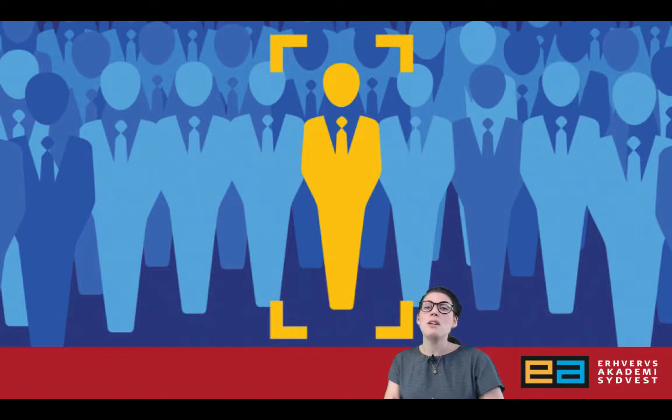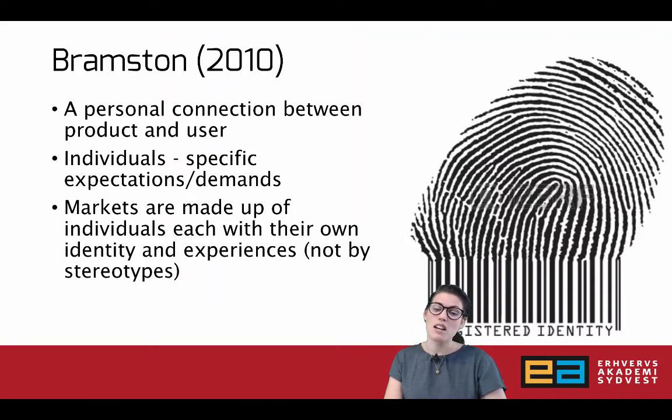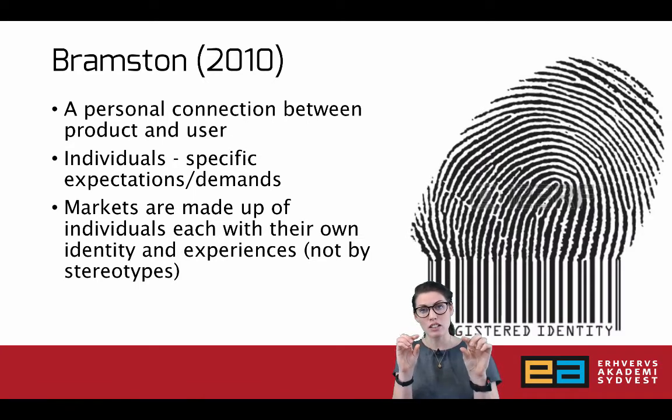Don't you want to be this company who actually knows how to target this yellow man? Even though we have an audience with a lot of people, we just need to be focused on the yellow man. And Bramston tells that to do this, we need to have focus on the product and the user, and especially the connection between those two. Because if we know the connection, we actually also know what the need is.